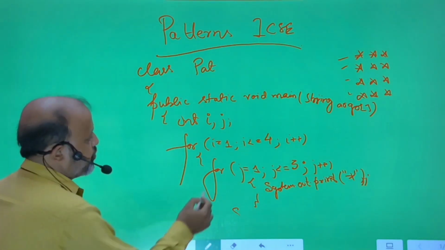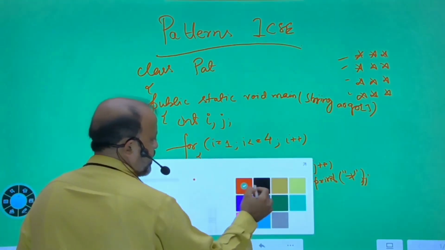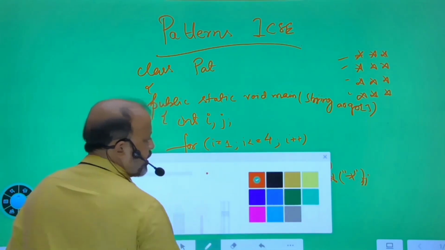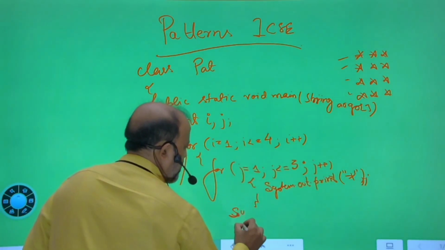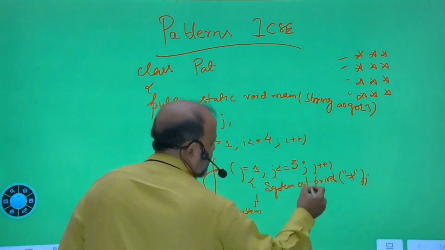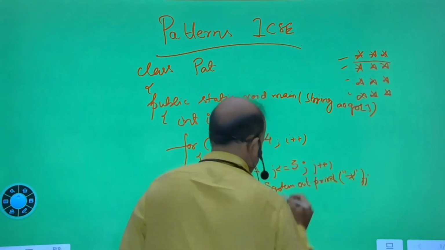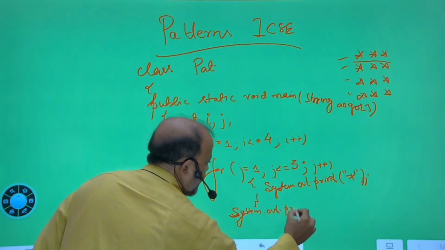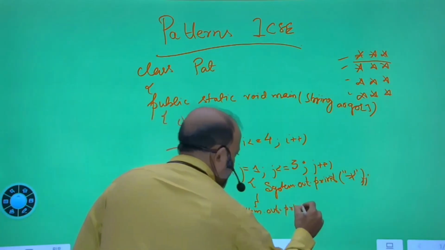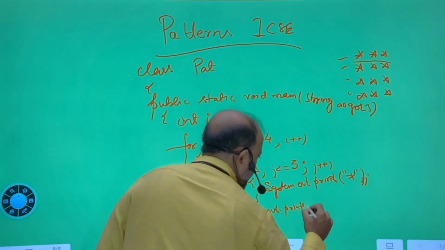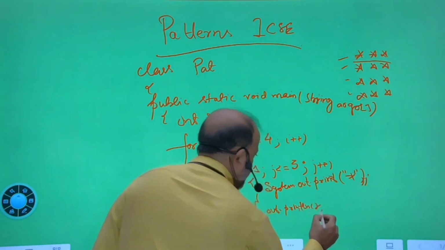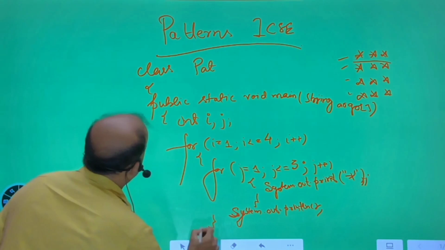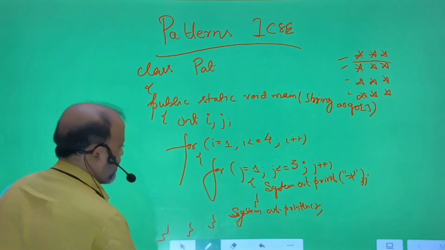See how it works. When i is 1, j will run 3 times. So 3 stars you will get. You will get 1, 2, 3. Then when it comes here, you just have to change the line, using println. This for ends, this main ends, and this class ends.